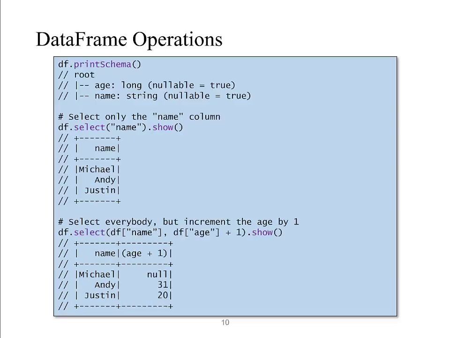All right. And here are some data frame operations. For example, printSchema, you can see the schema of the data frame, or the select here. You select a specific column or columns, and you can select everybody with its name and its age plus 1, right? So it's just to give you an idea of how to program using a data frame.